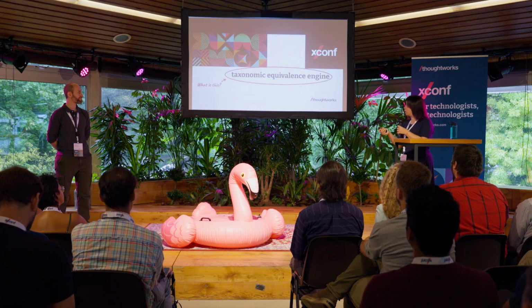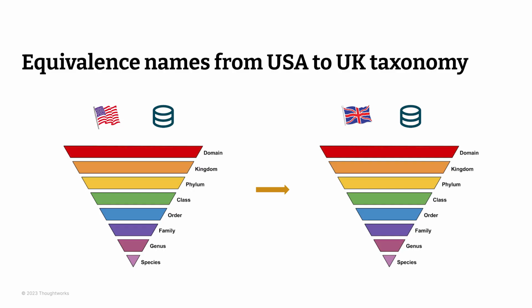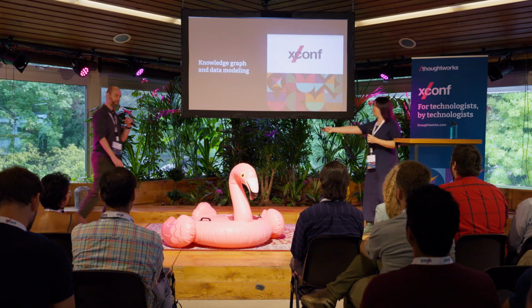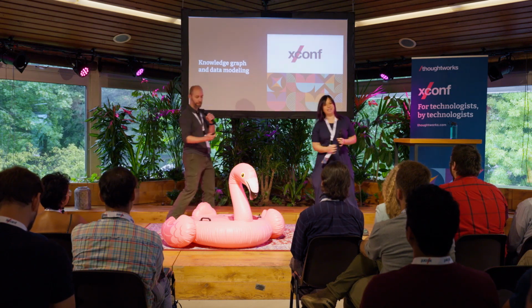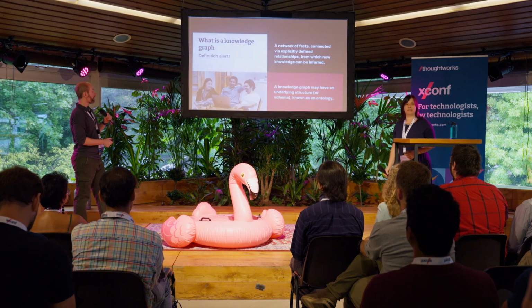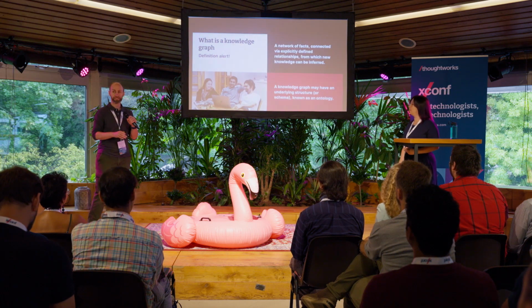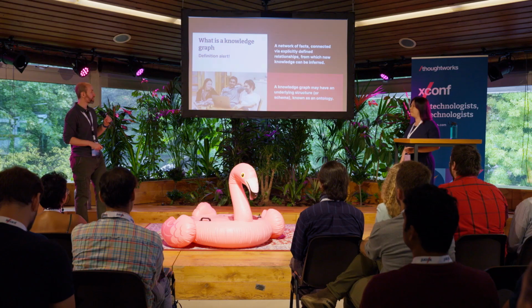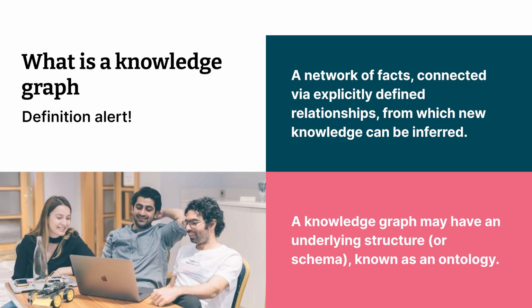So this is where the taxonomic equivalence engine comes in. As we said, it's basically two different taxonomy naming systems, two different classification systems, which can be considered two different databases, one in the US and one in the UK. We decided to solve this problem using a knowledge graph. Just so we're all on the same page, because knowledge graphs can have different meanings to different people, for the purpose of this it's a network of facts connected by explicitly defined relationships, and from that you can infer new knowledge and new links across the graph.